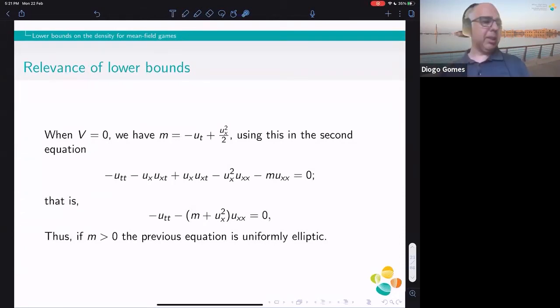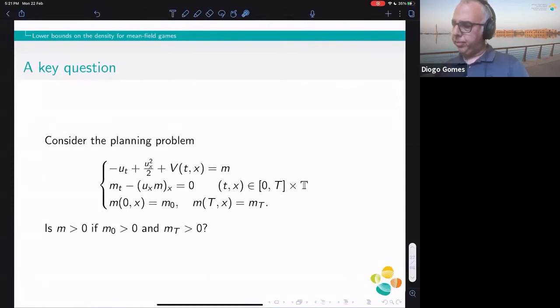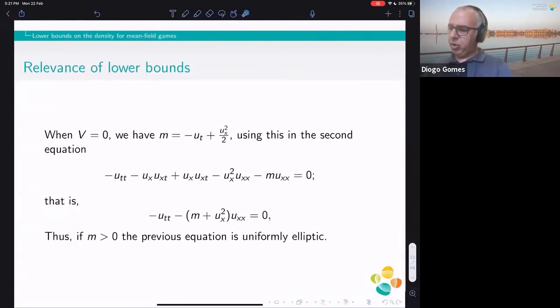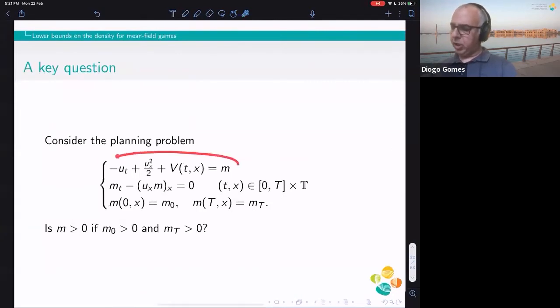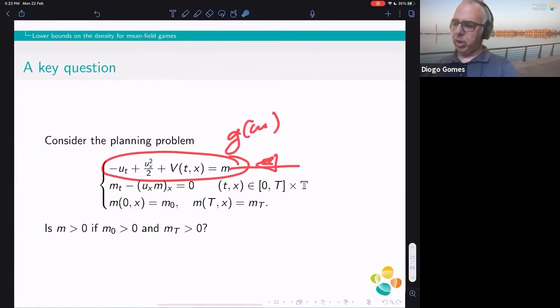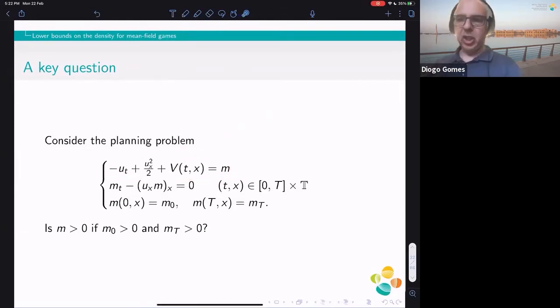I guess getting bounds at intermediate times is clear why this would be interesting from the point of view of PDEs. But from the point of view of these lower bounds, it's an observation by Lyons that if you look at this problem when V is zero, so no potential, you can take the first equation and this tells me what m is, right? In general, you have a G of m, but in principle you can invert because G is a monotone function.